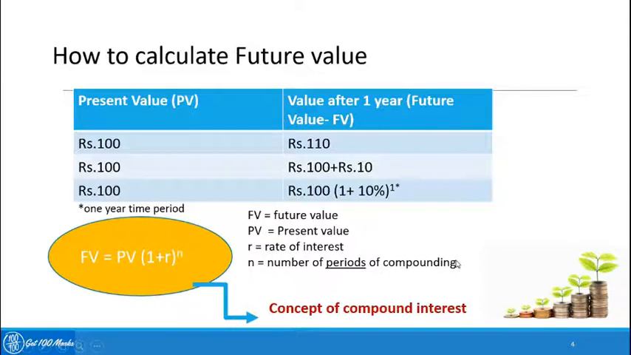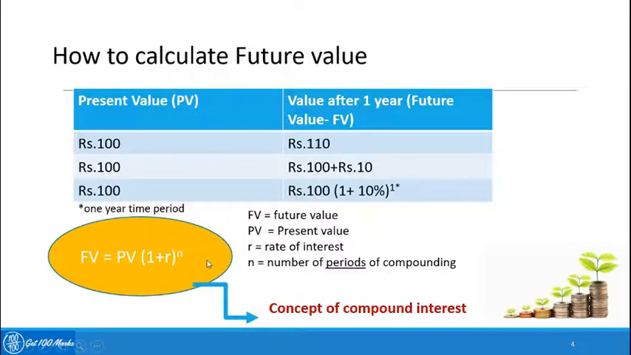You may be prompted to ask why I have used the term periods and not years, because n does not represent the number of years. It represents the number of times the compounding of present value is done. For example, if the present value of rupees 100 is getting compounded 4 times in a year, the value of n becomes 4. Let's say it gets compounded 4 times in a year for a period of 4 years. So then it becomes 4 into 4, 16. Basis that, the value of n keeps changing.